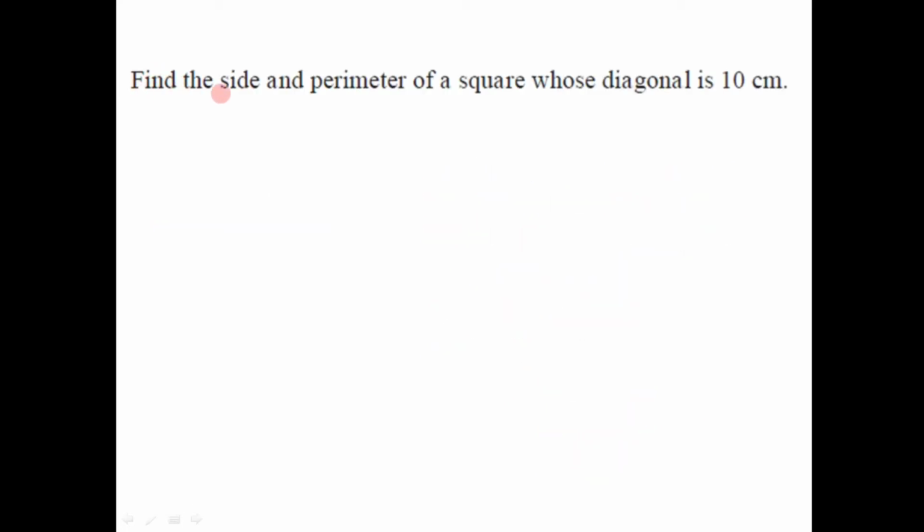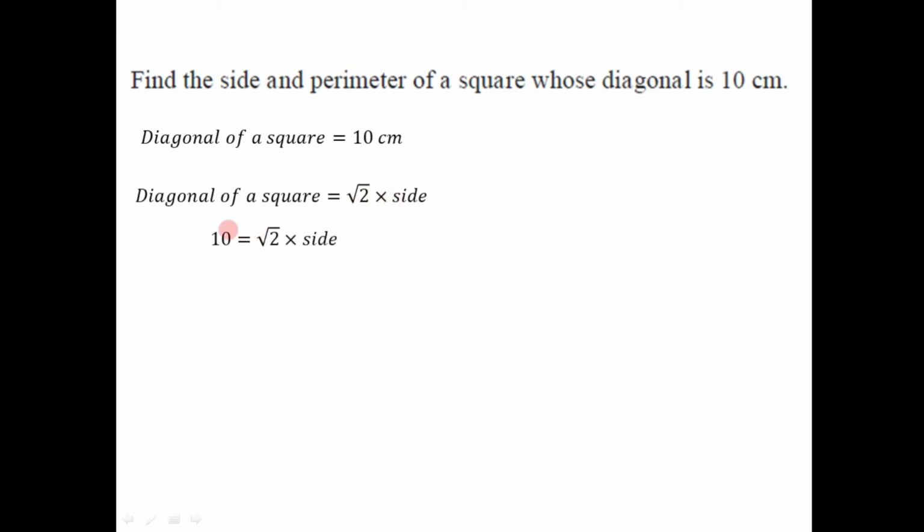The next question is: find the side and the perimeter of a square whose diagonal is 10 centimeter. So for a square, the diagonal is given. That is, the diagonal of a square is 10 centimeter. Firstly, we should find its side. So we have the relation between the side and diagonal of a square. That is, diagonal of a square is equal to root 2 into side. Diagonal is 10, that is equal to root 2 into side.